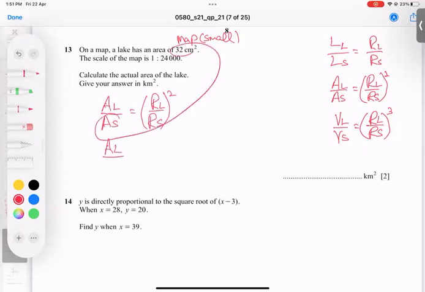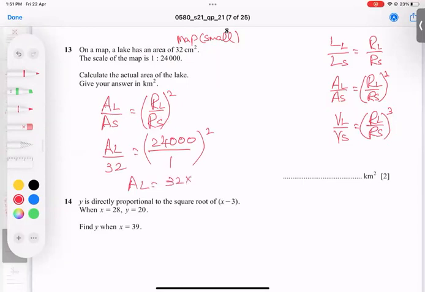The small area is 32 centimeters square. The ratio of the large is 24,000. The ratio of the small is 1 only, and put a square here. So for the area of the large, this 32 multiplies on the right-hand side and will behave like this. So simply type in the calculator 32 times 24,000 squared. I'm getting here 1.8432 times 10 to power 10 centimeter square, but I need kilometer square.